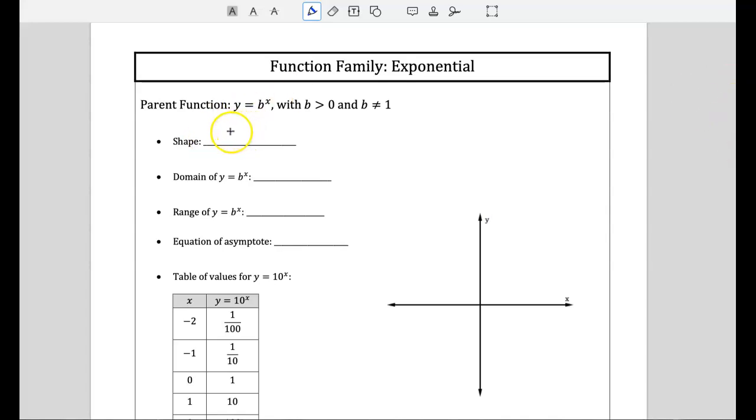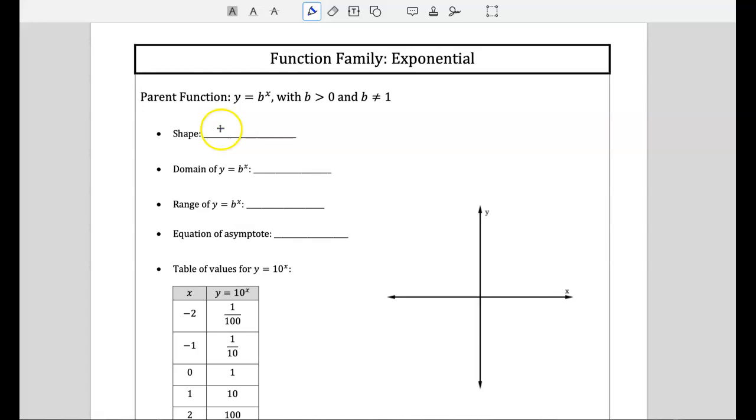So the shape is either going to be, if b is greater than 1, an exponential growth, right? It's going to be growth if b is greater than 1, and it will kind of look like this. It will just kind of skyrocket up. Let's see, like that.